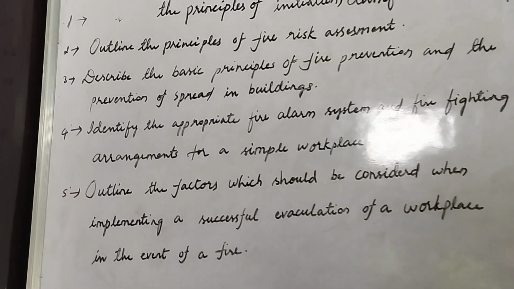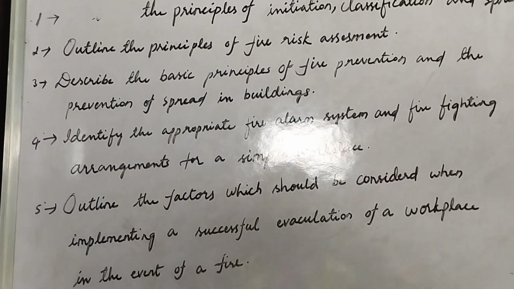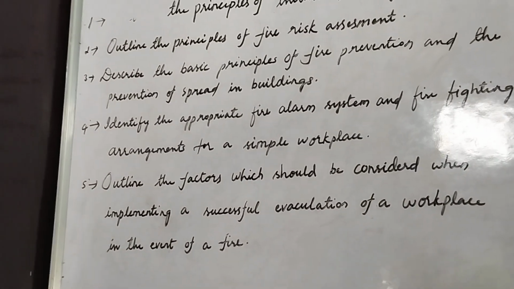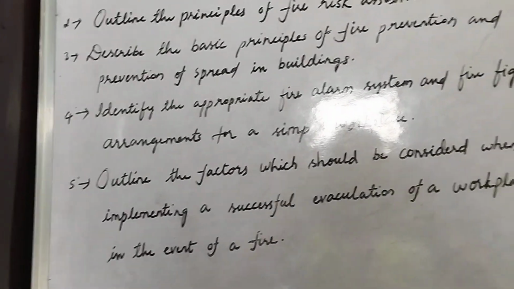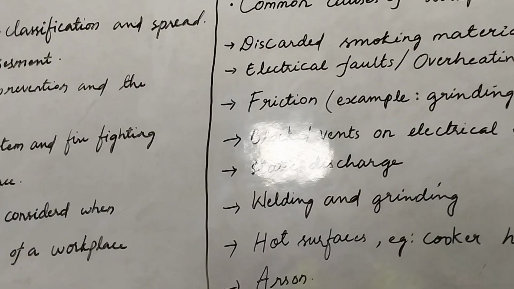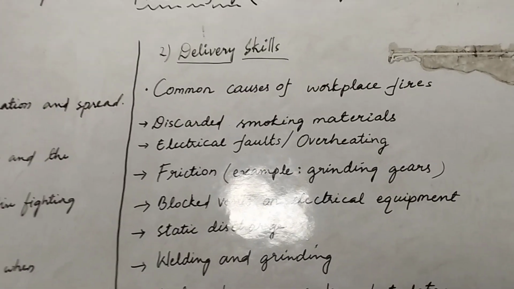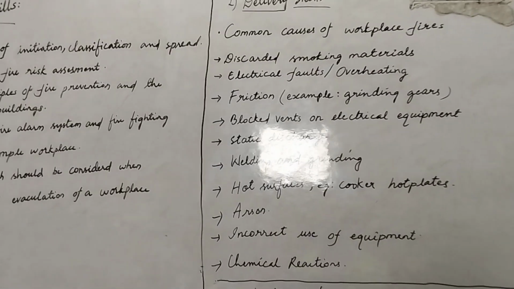Outline the factors which should be considered when implementing a successful evacuation of a workplace in the event of a fire. Now, this is the pre-delivery skill. Then second, the delivery skill. What I want to show you are the common causes of fire, common causes of workplace fire.